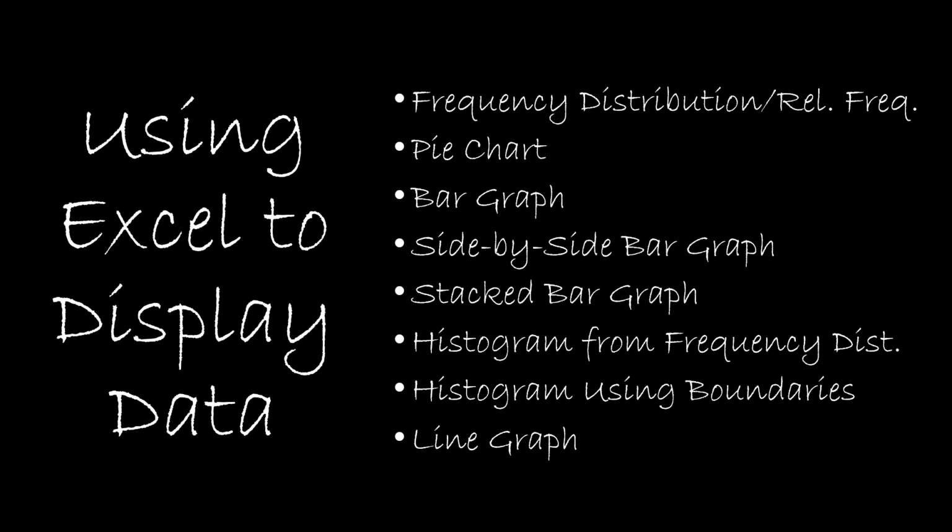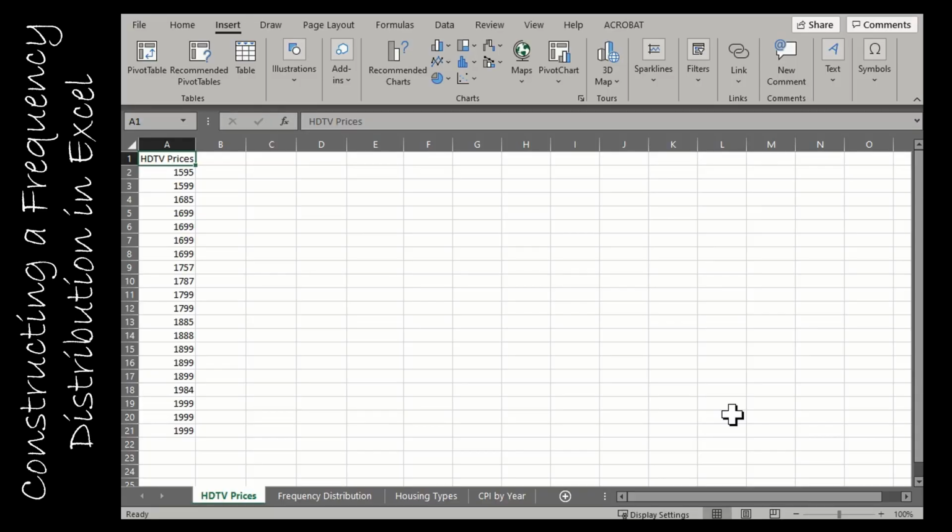In this video, we're going to use Excel to display data. That is going to be using a frequency distribution, which is a frequency table, a pie chart, a bar graph, a side-by-side bar graph, a stacked bar graph, a histogram using a pivot table or frequency distribution, or a histogram without creating that distribution first, and then a line graph.